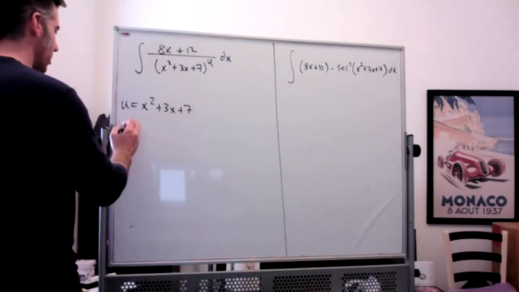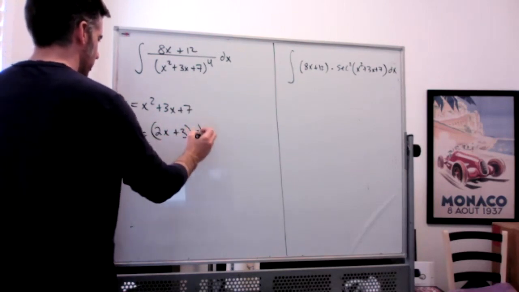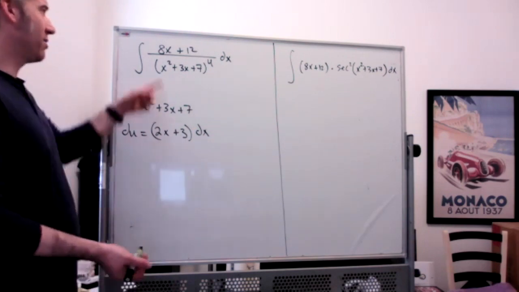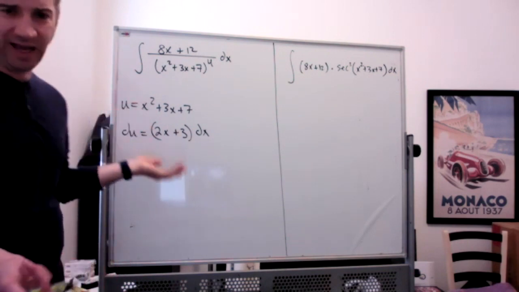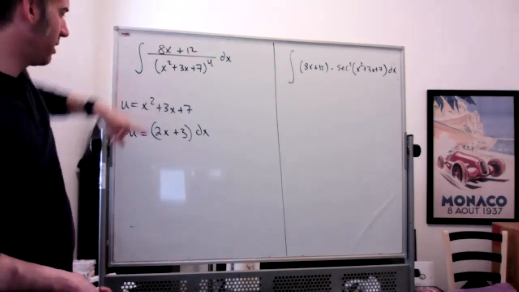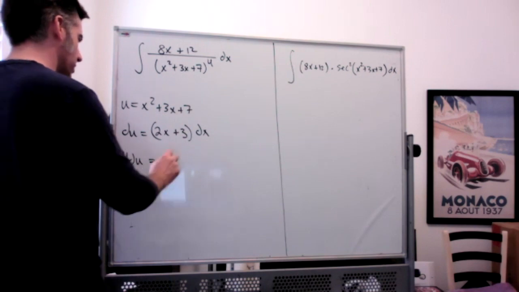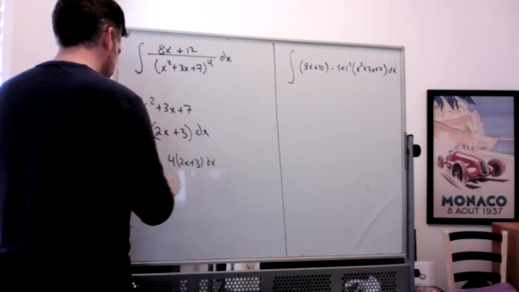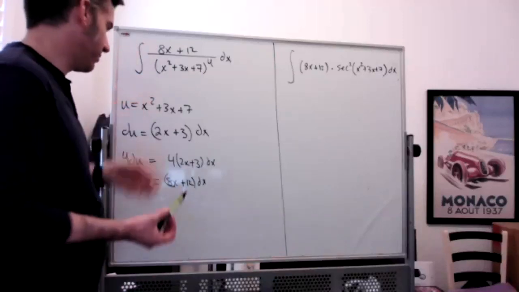So our du here is going to be 2x plus 3 dx. And it looks like I have that. I mean, I don't exactly have it, but there's a couple ways to do this. Either seems fine. You could multiply this by 4 on both sides and say 4 du equals 4 times 2x plus 3 dx, which is exactly 8x plus 12 dx. Or you could factor out the 4 from the integral. Either way would be fine.